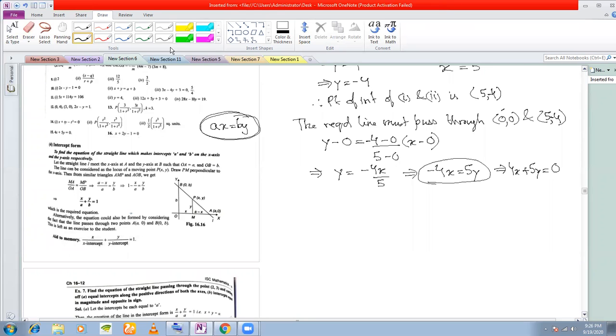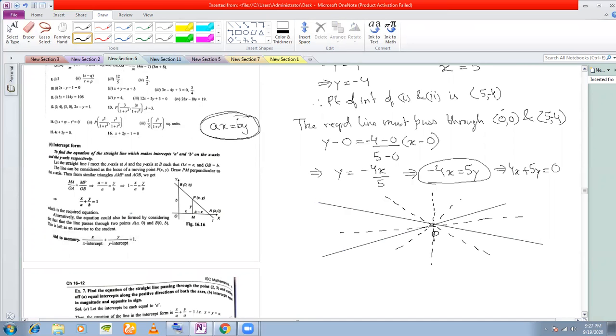See, if two lines are intersecting, there can be many straight lines passing through the point of intersection. Let us call this point of intersection P. There can be many straight lines passing through P, this way, this way. The question is, what is the general equation of the family of these straight lines?